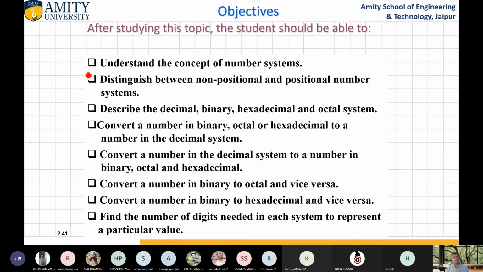So in this lecture, you'll be able to understand the concept of number system, distinguish between positional and non-positional number systems, describe the decimal, binary, hexadecimal, and octal systems, convert a number in binary, octal, or hexadecimal to decimal, convert a number in decimal to any other number system, convert a number in binary to octal and vice versa, and similarly binary to hexadecimal and vice versa. There are very small tricks, and find the number of digits needed in each system to represent a particular value. This is actually an introductory lecture.